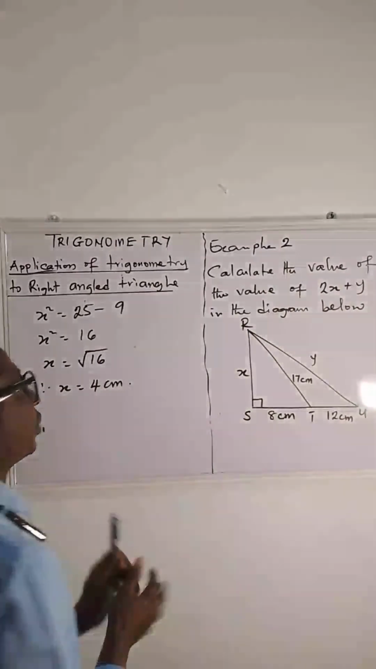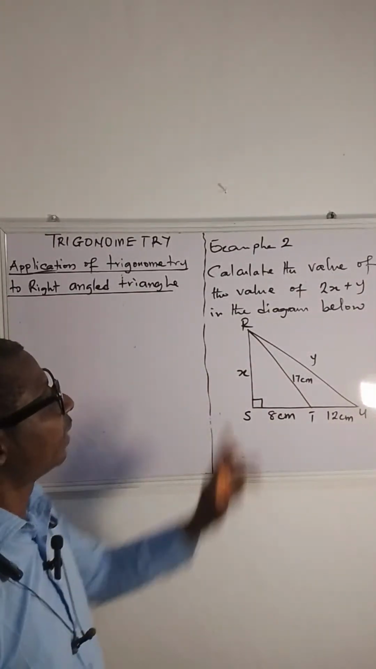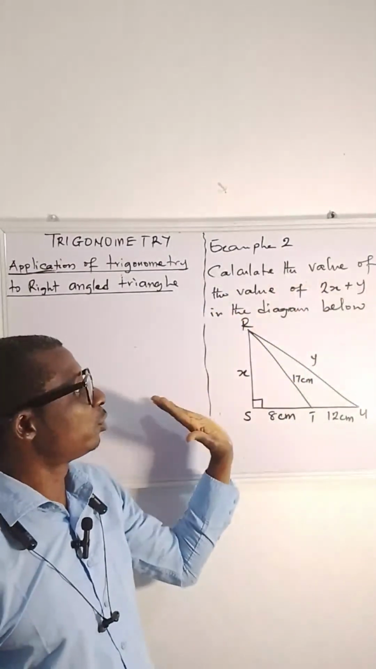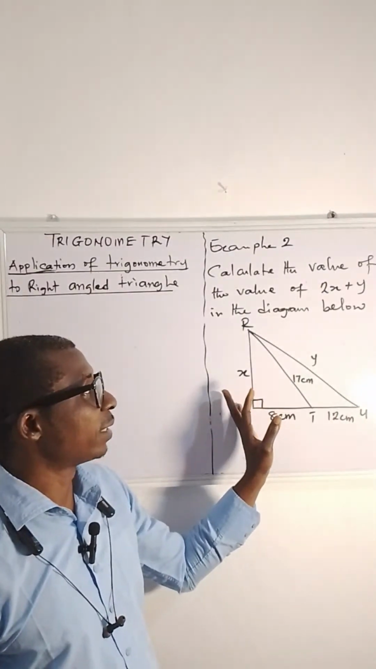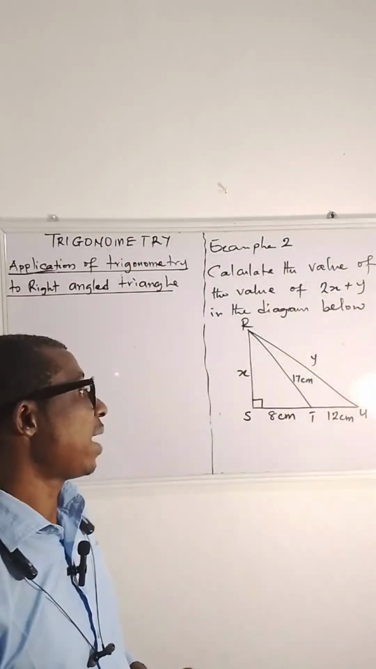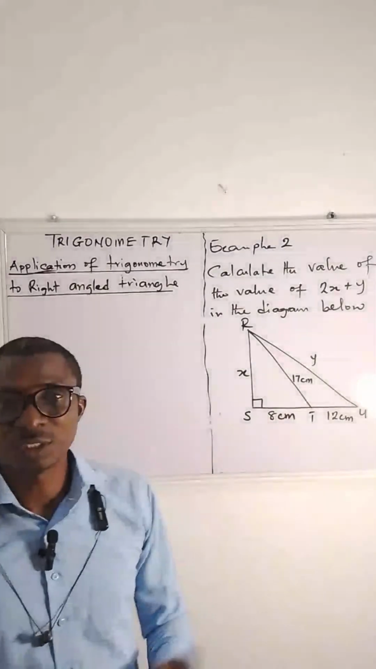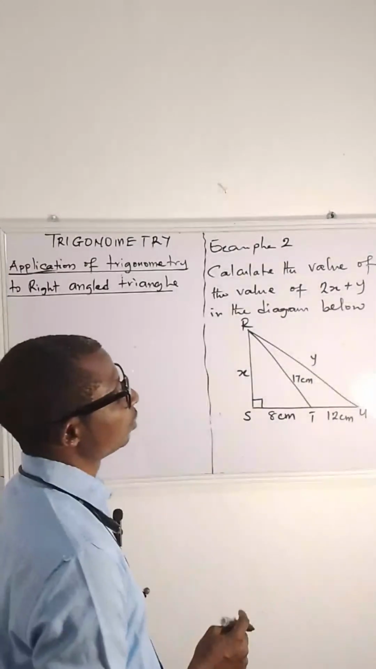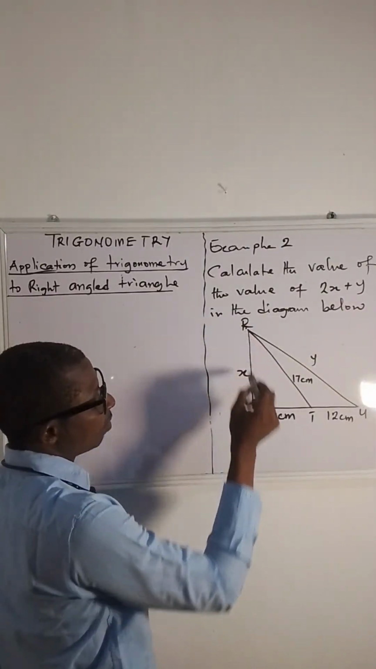Okay, now this is the question. You have to calculate 2x plus y. Now what we need to do is come to this diagram and find the values of y and x. We'll just substitute them inside this expression and then we have our answer. All right, now let's look at this diagram carefully. We have two right angle triangles here. The first right angle triangle that we have there is triangle RST.